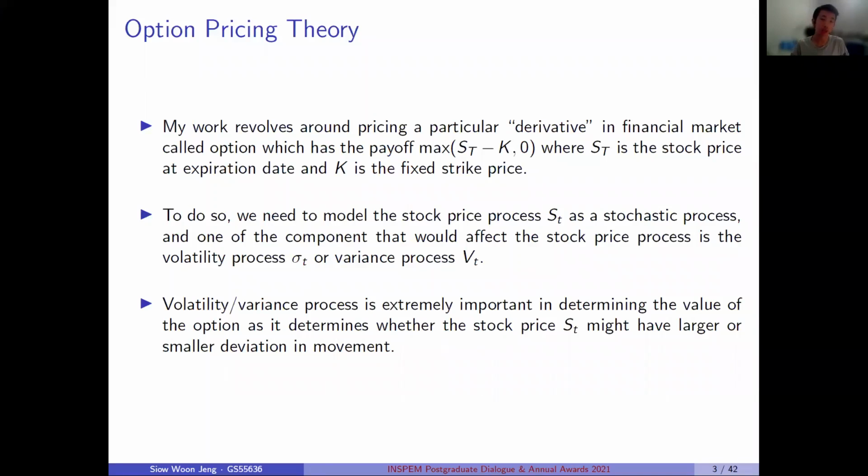To do so, we actually need to model the stock price process as a stochastic process, and one of the components that would affect the stock price process is the volatility process or the variance process. So the volatility or variance process is very important in determining the value of option, as it determines whether the stock price might have larger or smaller deviation in movement.